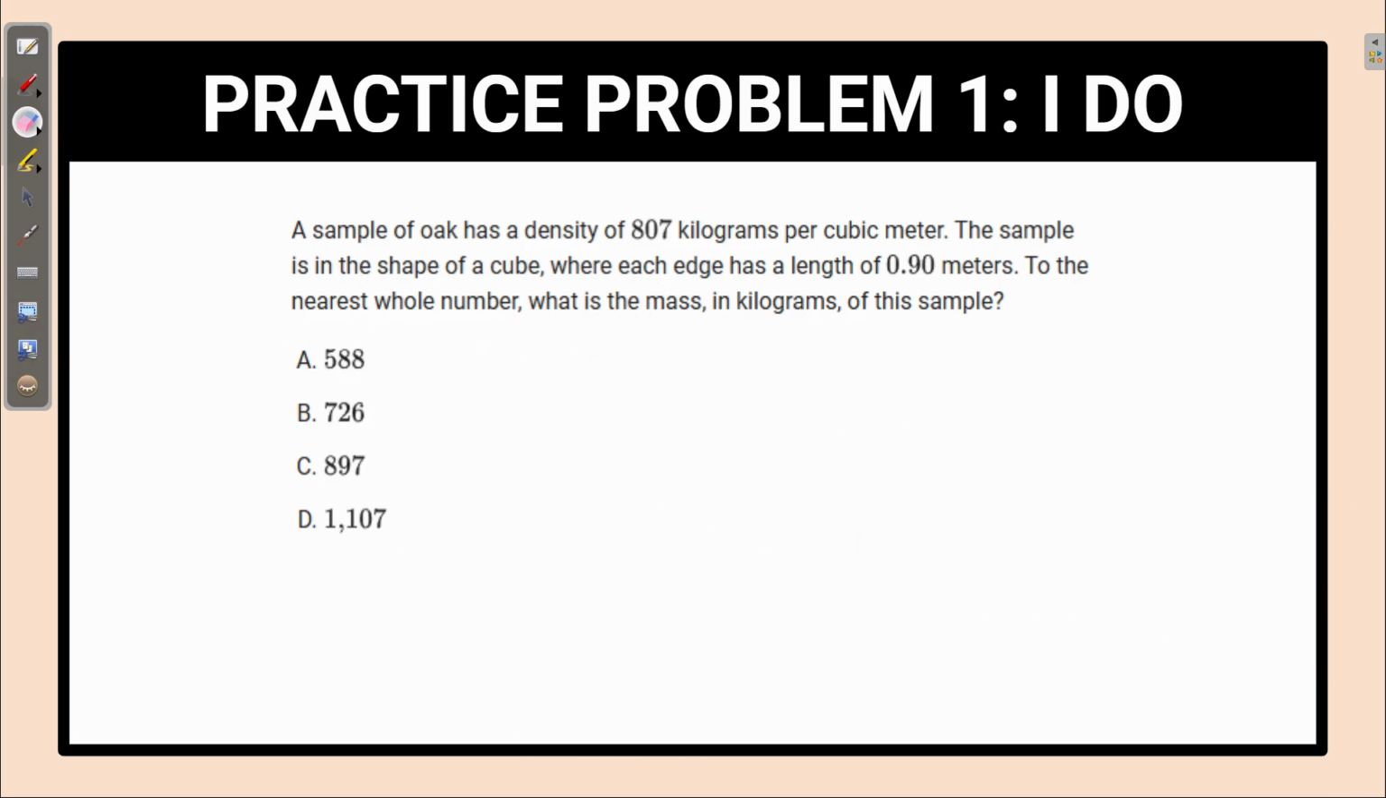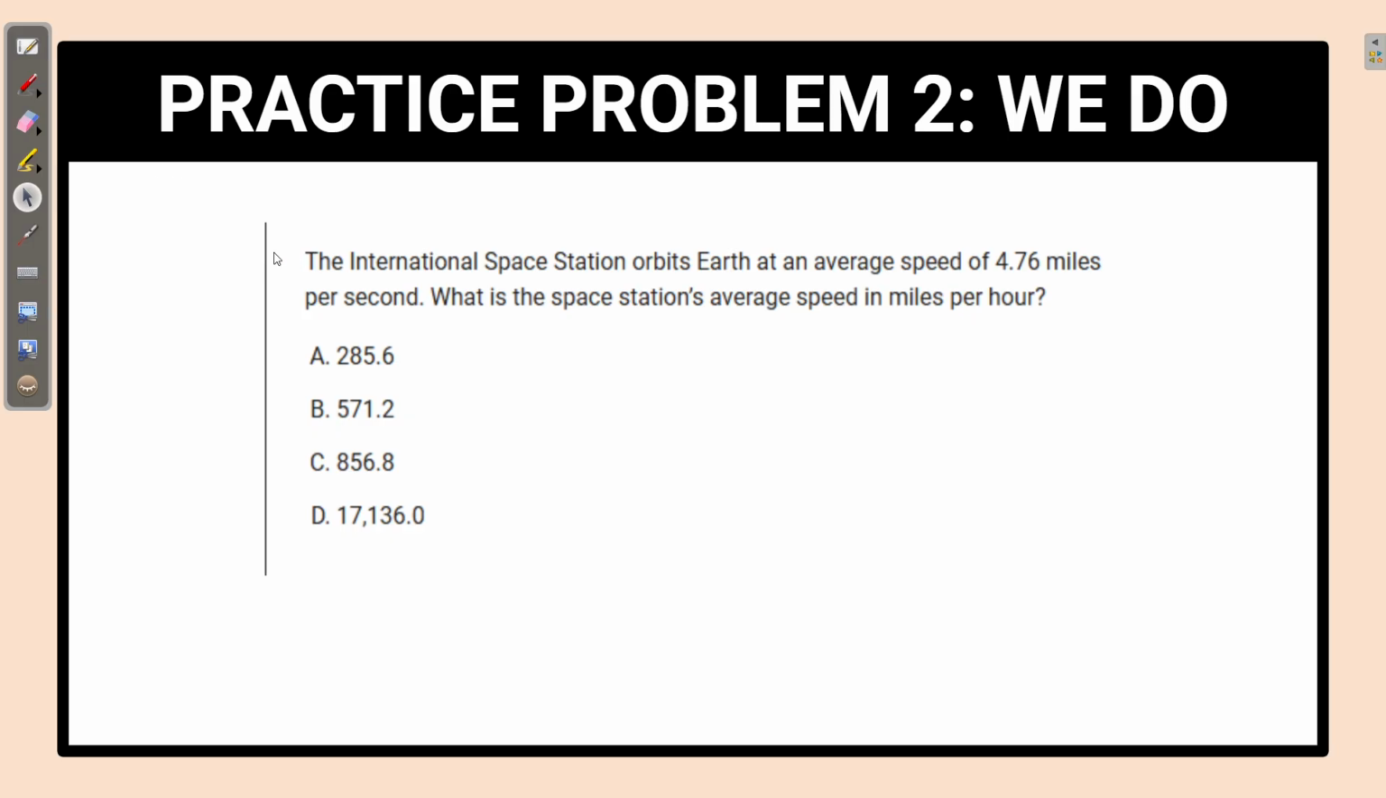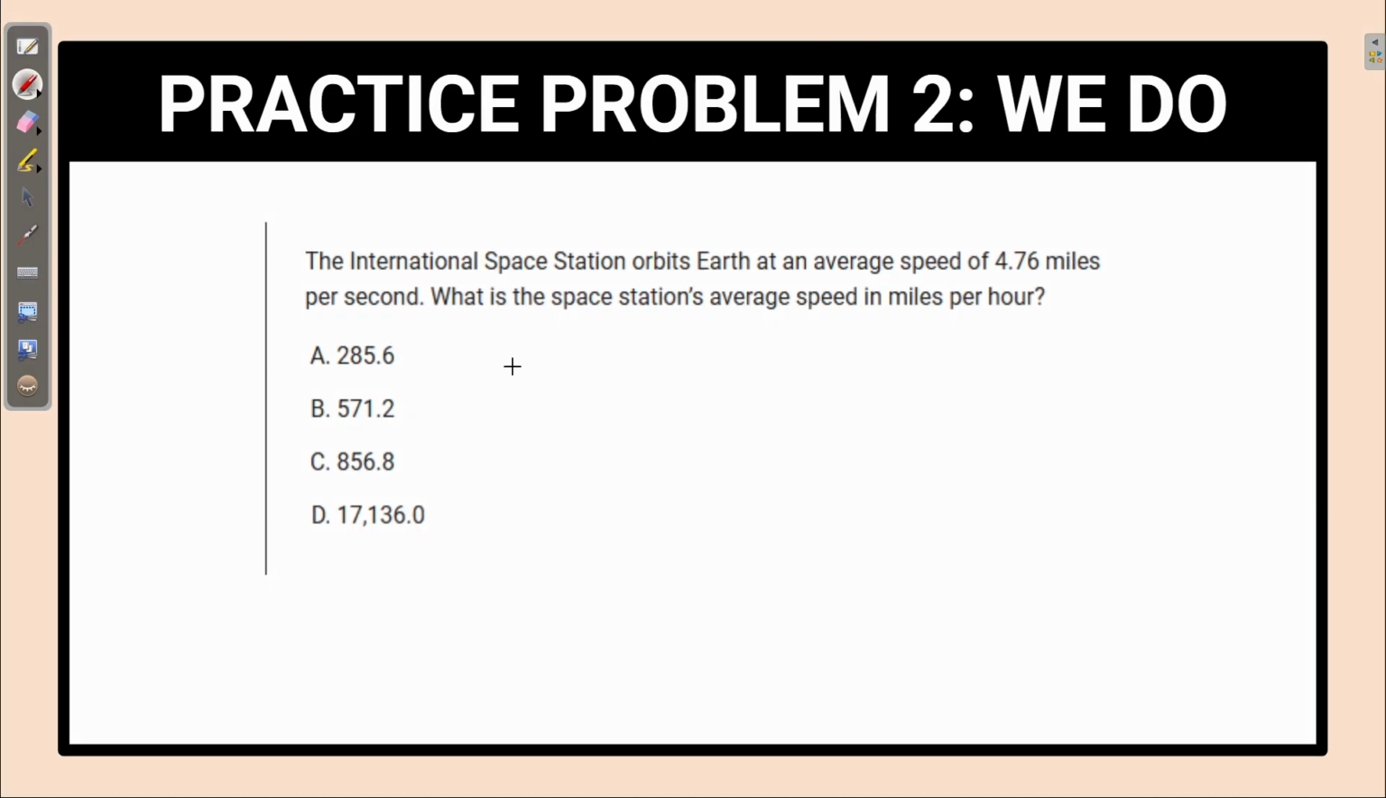Next question, it's also going to be another ratio. The International Space Station orbits Earth at an average speed of 4.76 miles per second. What is the space station's average speed in miles per hour? Well, why don't we try setting up something similar? So let's try 4.76 miles, let's just use MI for miles, over 1 second.